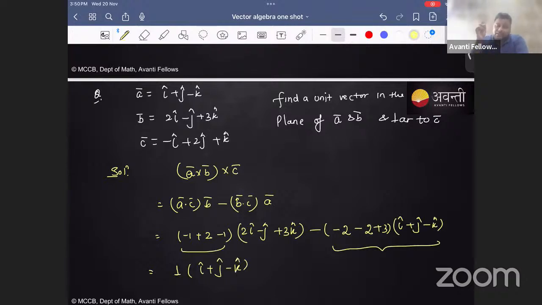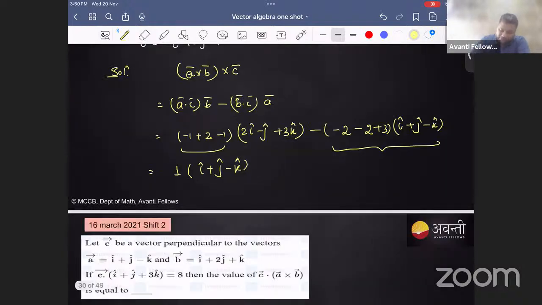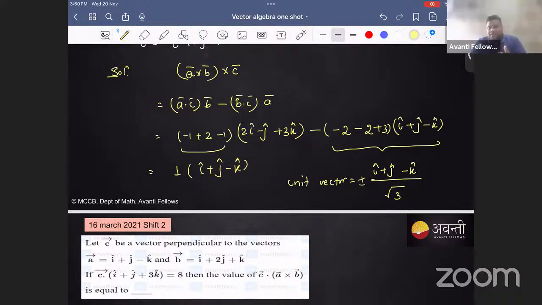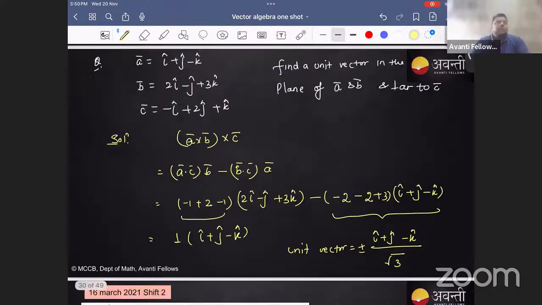Now this is a vector. They are asking for a unit vector. So the unit vector will be what? I cap plus J cap minus K cap divided by its magnitude, which is under root 3. And then take a plus minus sign because it can be above the plane or it can be below the plane. Yes or no? Am I clear?